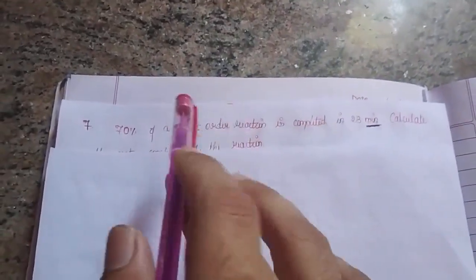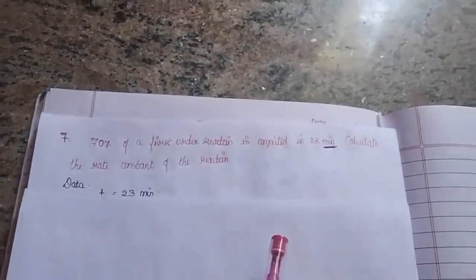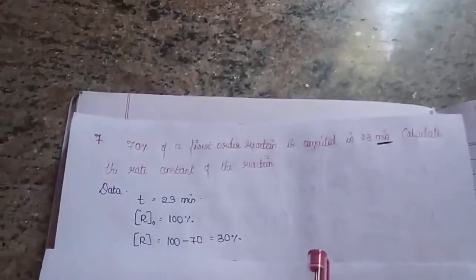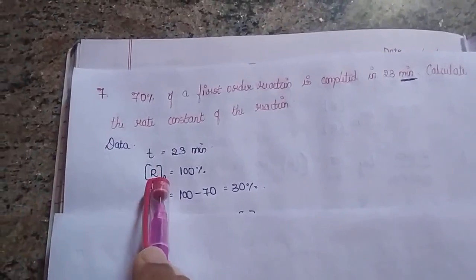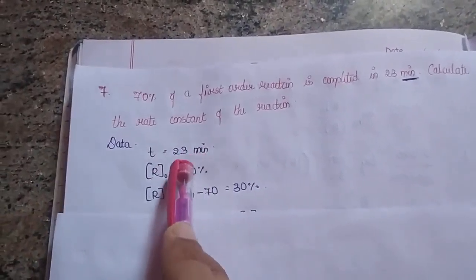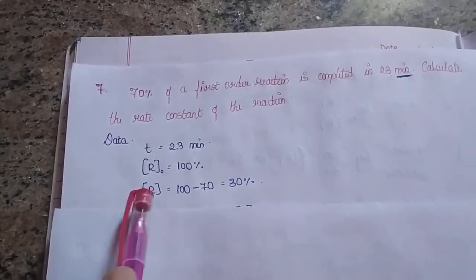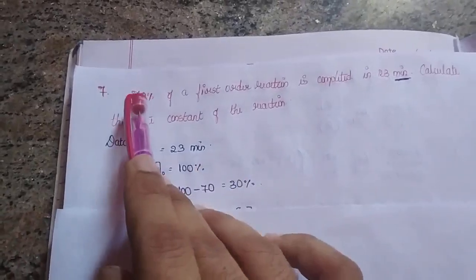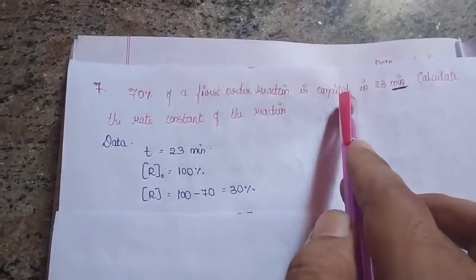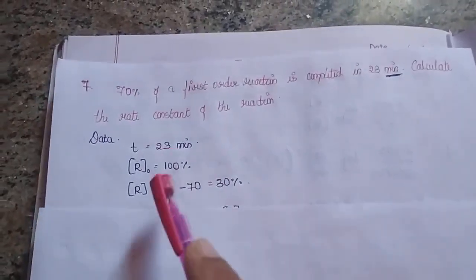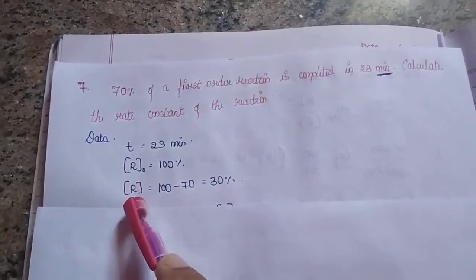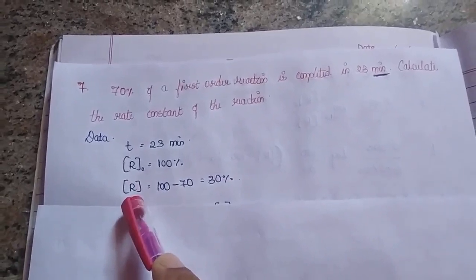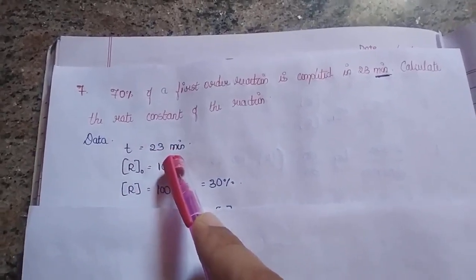So that's why I said this is somewhat an important problem. So you have to write the data now. Okay, what is the data? Of course, t is equal to 23 minutes. R0, as I mentioned, let the initial concentration be 100%. Final concentration: they have given that 70% is completed. So how much is left? 100 minus 70, that is 30% is the available final reactant in the system after the 23rd minute.